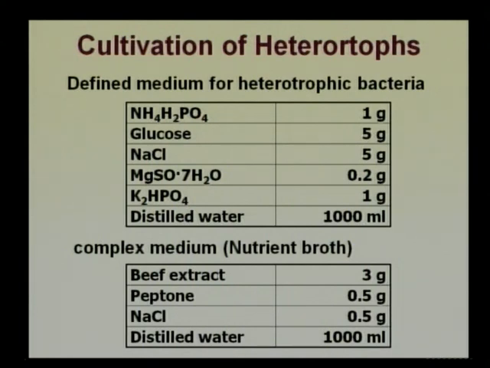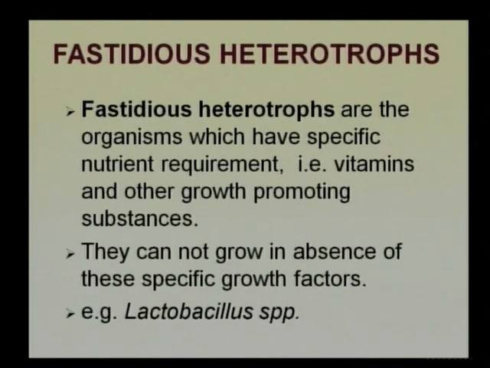So here is the defined medium for growth of E. coli. Next, complex medium, that is nutrient broth. Here natural components like beef extract and peptone are added to the medium. The exact composition of a complex medium is not known, and that is why it is known as a complex medium. Generally heterotrophs are grown in a complex medium.